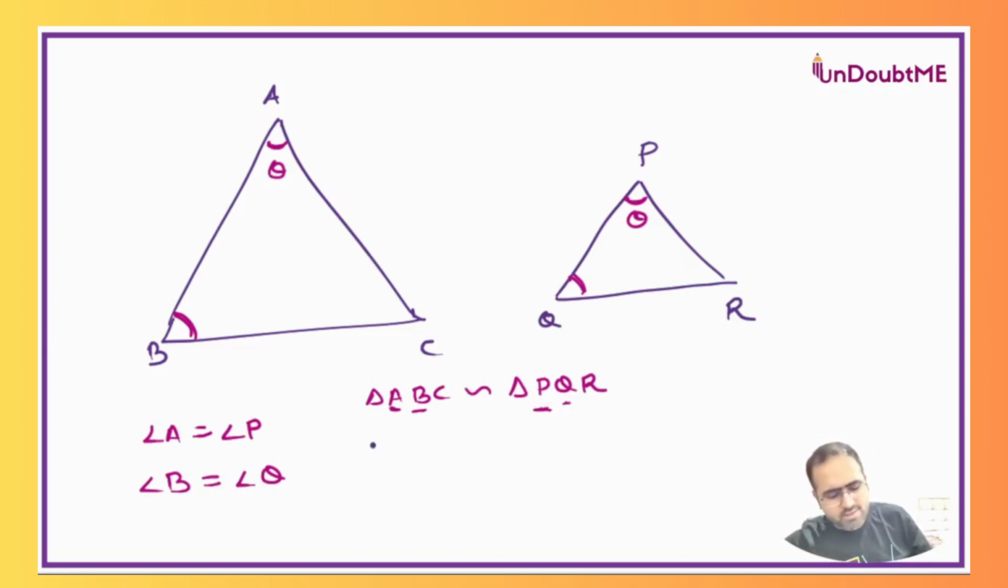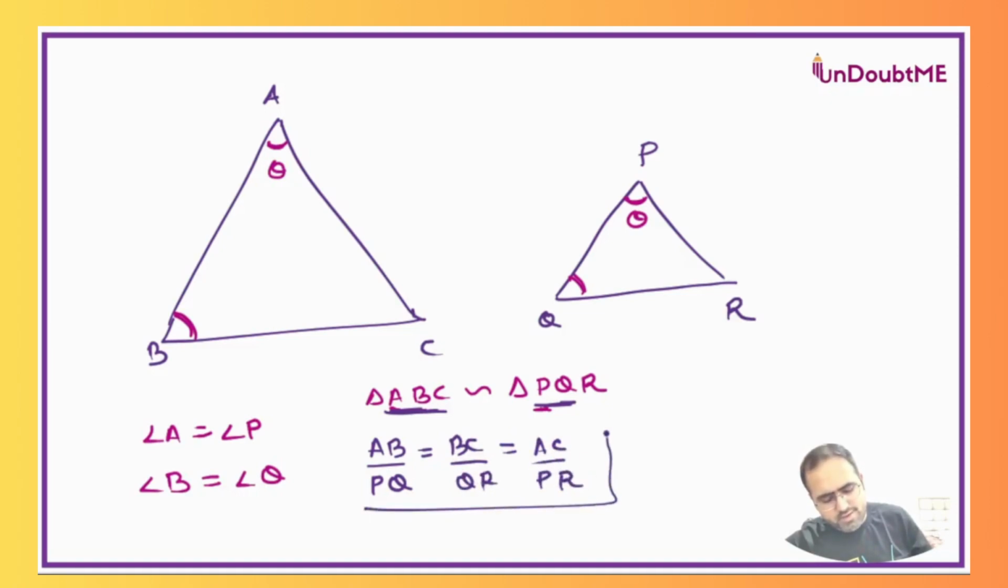So when triangles are similar, then their corresponding sides are in proportion. So corresponding side will be AB, PQ. So AB over PQ. The next corresponding side will be BC over QR. And then last one will be AC over PR. If triangles are similar, then their corresponding sides are in proportion. So this is all you should know about two similar triangles.